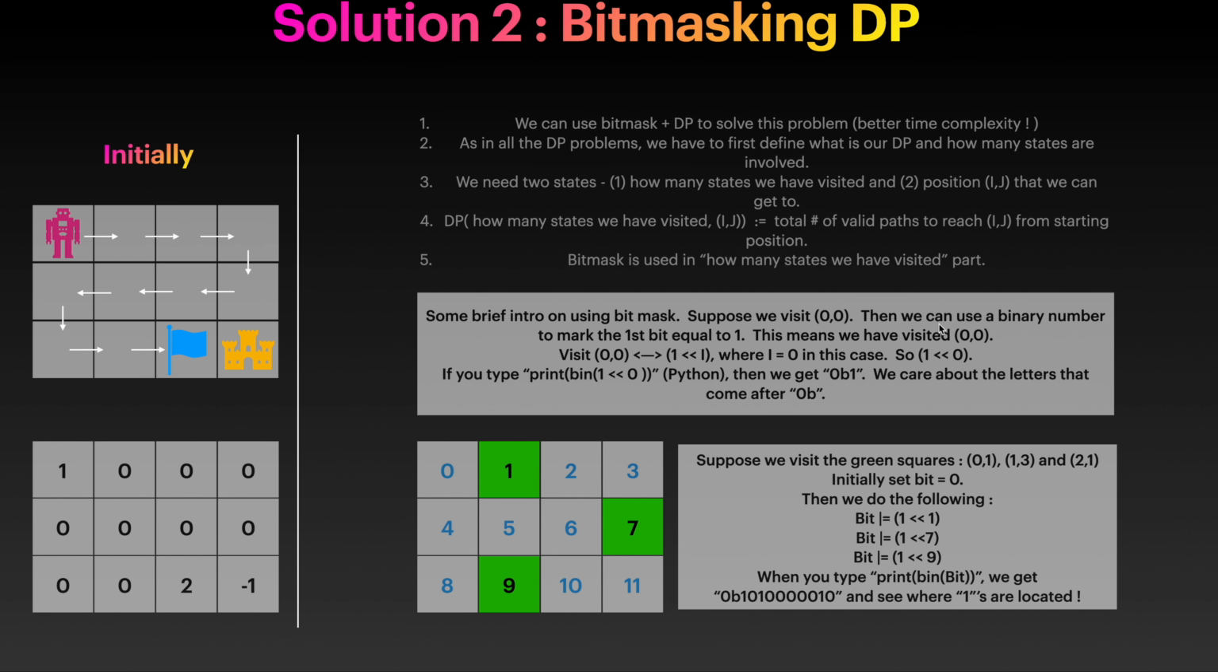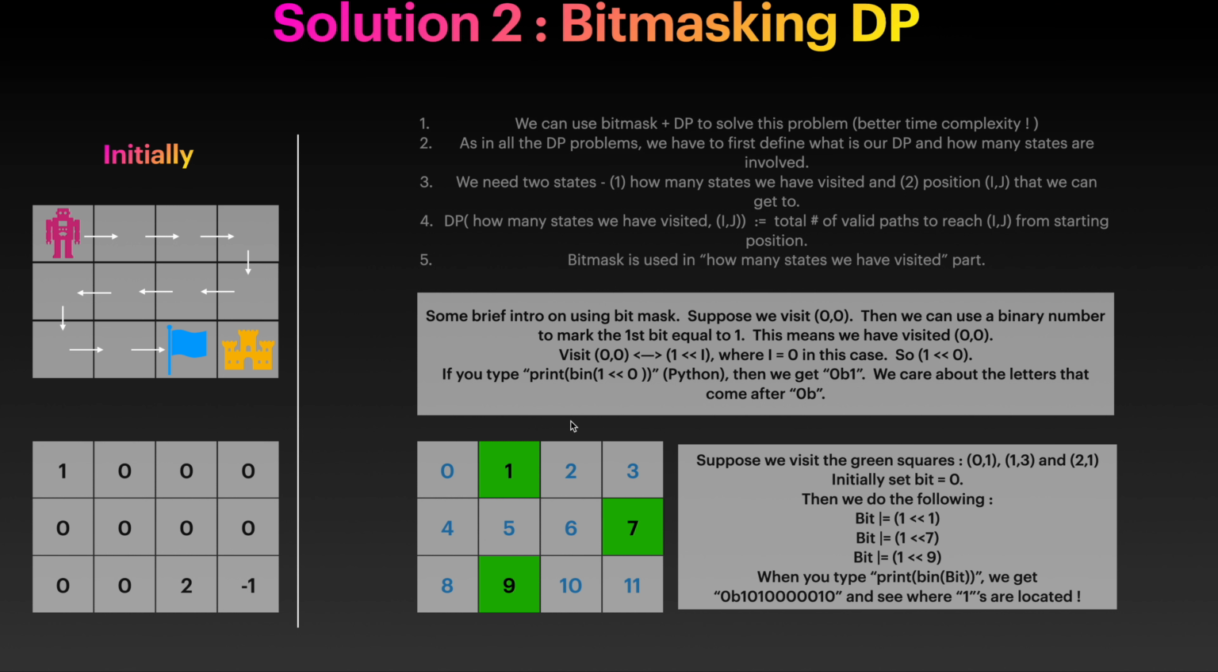And we can use a binary number to mark the first bit equal to 0. So in this case, suppose we visit 0, 0, so we mark the first bit equal to 1. So in that case, this one will be 1. And then we only care about the letters, the string that comes after 0 and b. So all this, 1, 0, 1, 0, this part, we don't care about these two. That's how we mark the position that we have visited before.